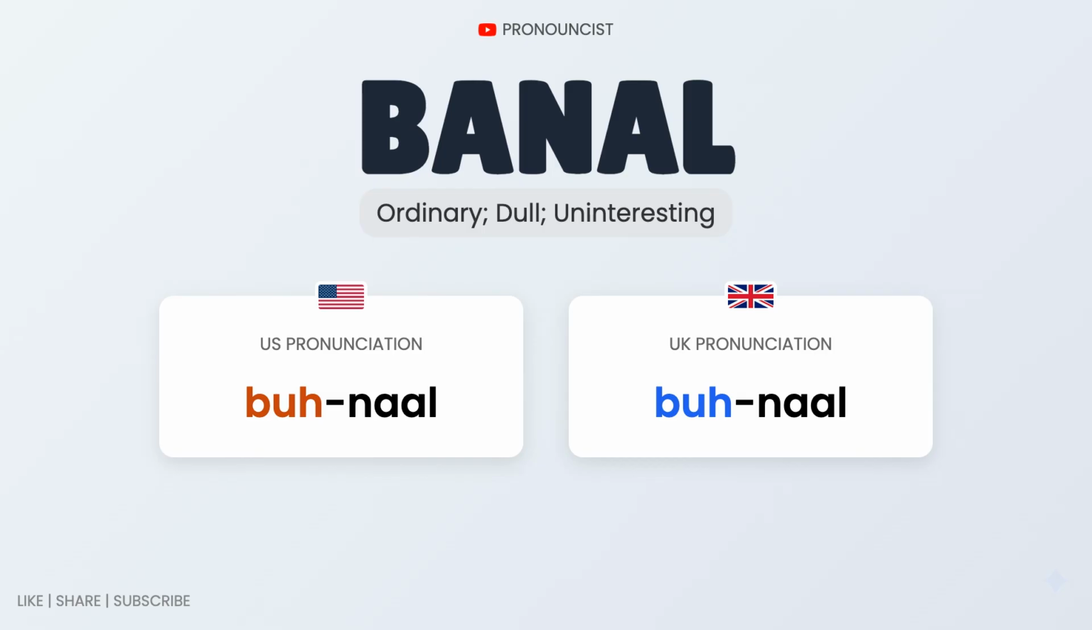Practice repeatedly and you'll soon be able to say this word perfectly. The best way to practice is to repeat the syllable multiple times. The meaning of the word is ordinary, dull, uninteresting. Try repeating this word several times to improve your pronunciation.